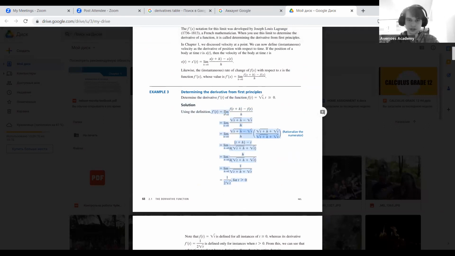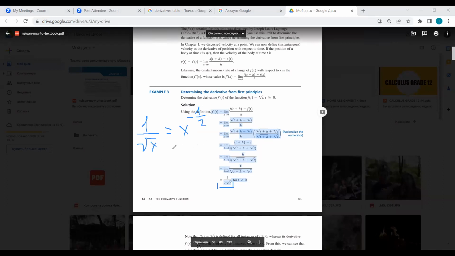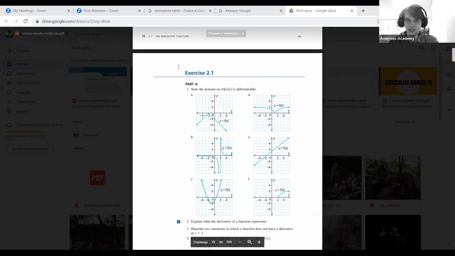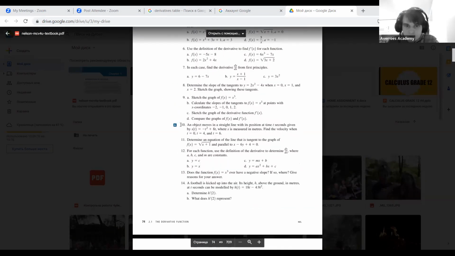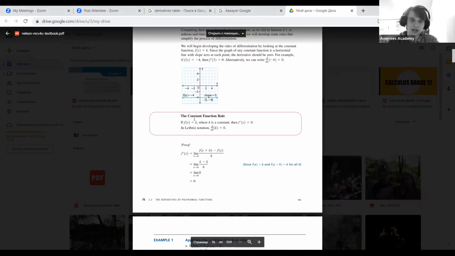If you would use the power principle, you would get exactly the same answer. 1 over root of x is basically x to the power minus 1 over 2, you see. I want you to look through these examples, what they're proving here, just the reading part. And for writing, here is exercise 2.1. I'm just going to take a few numbers from here until Monday. Just solve a few examples. And on Monday, I'm going to send you a new set of practice, okay?